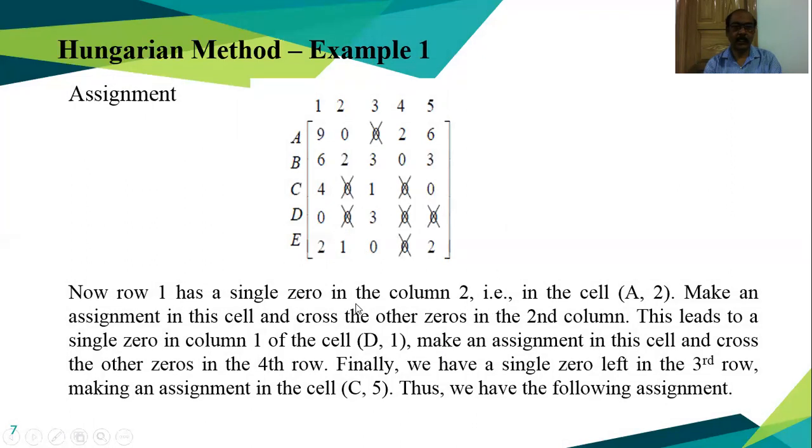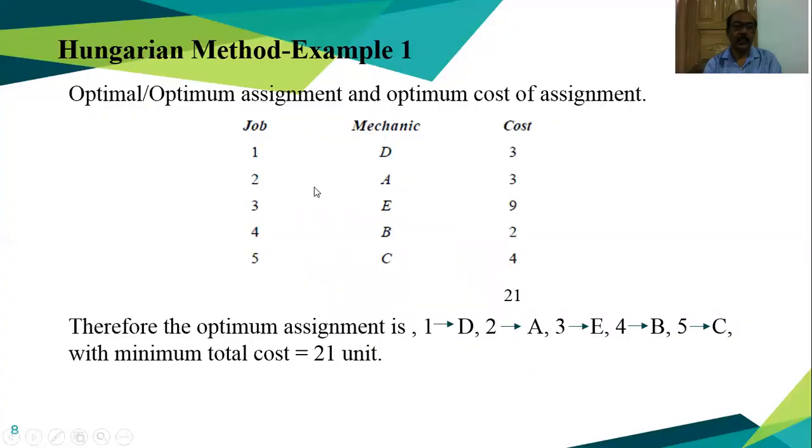Row 1 has a single zero in column 2. This is an assignment. This is an assignment. This is an assignment. And better, instead of this, when you are drawing the horizontal and vertical lines, mark the zeros in which you are drawing the horizontal and vertical lines. That is our assignment. So in this case, this is our assignment, job 1.